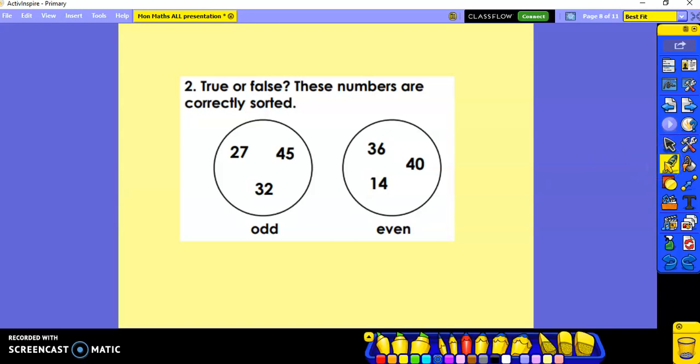Right, so I'm going to reveal the answer. 36, 40 and 14 are all even because they end in 0, 4 and 6, which are all in our 2 times table, counting in twos. But 32 ends in a 2, so it must be in the 2 times table. So it belongs here in the even sorting hoop. So that was the one mistake. Well done if you correctly spotted that.